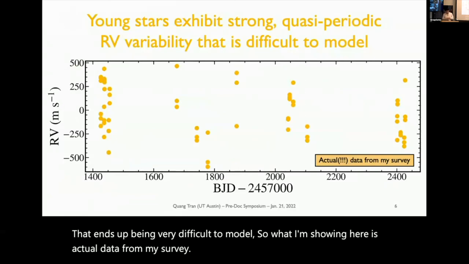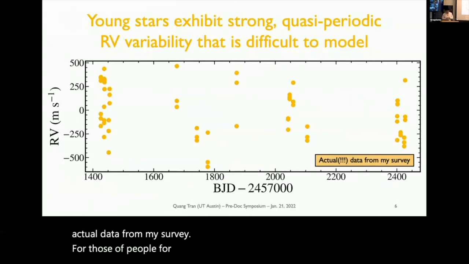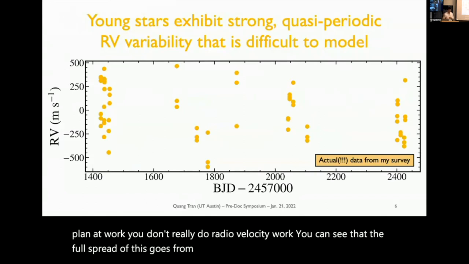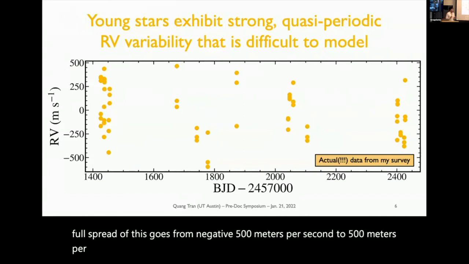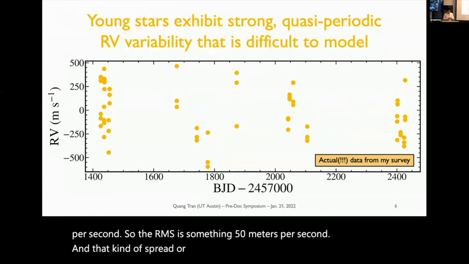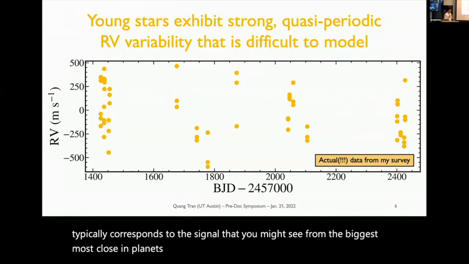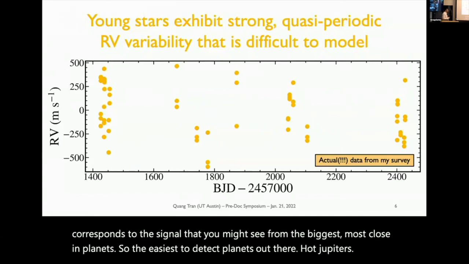For those of you in the audience who don't do planet work, who don't do radial velocity work, you can see that the full spread goes from negative 500 meters per second to 500 meters per second. So the RMS is something like 250 meters per second. That kind of scatter in typical RV measurements typically corresponds to the signal you might see from the biggest, most close-in planets, the easiest to detect, hot Jupiters, at roughly 250 meters per second.